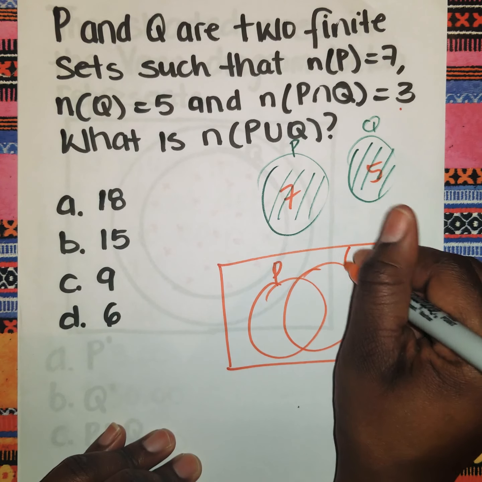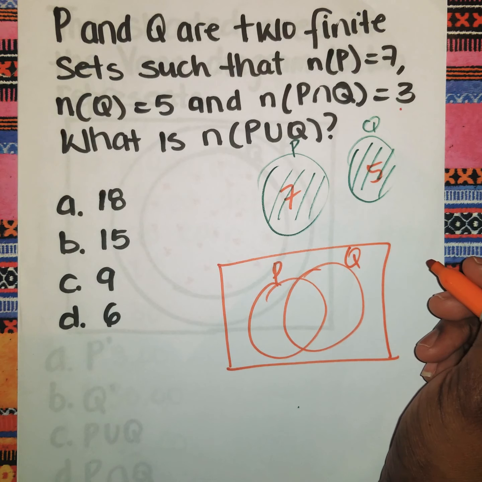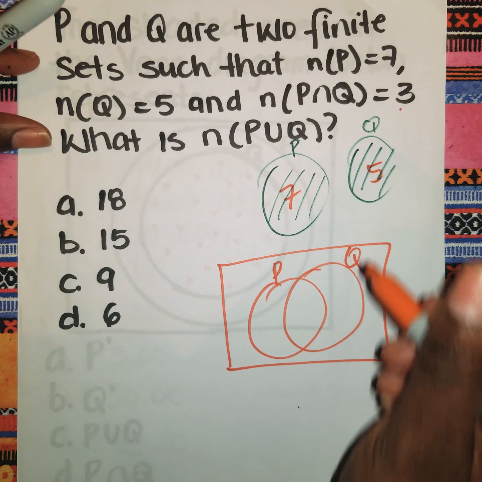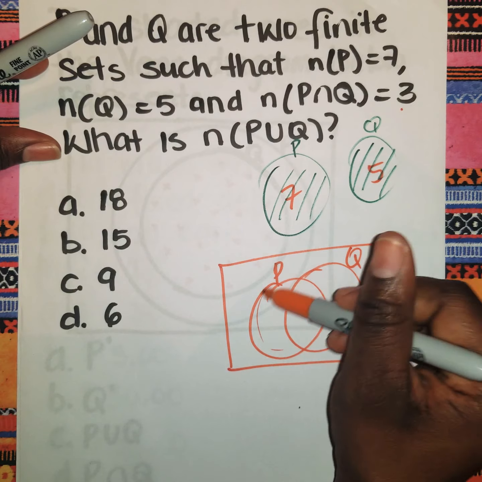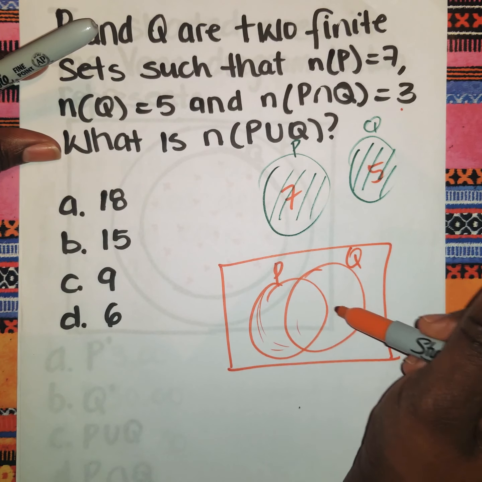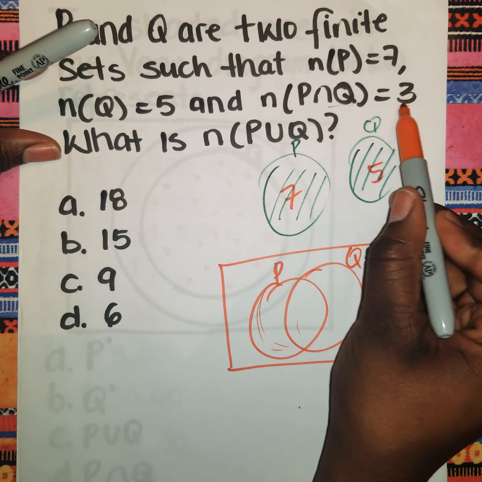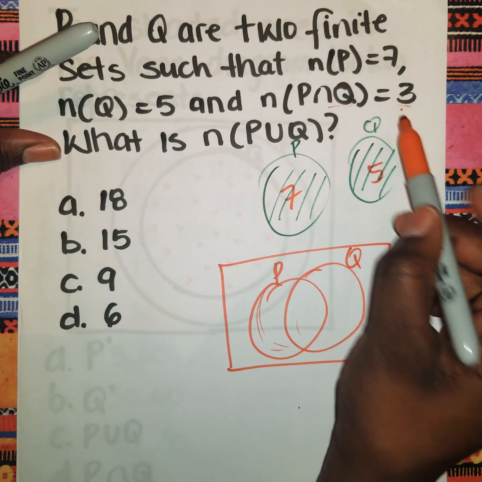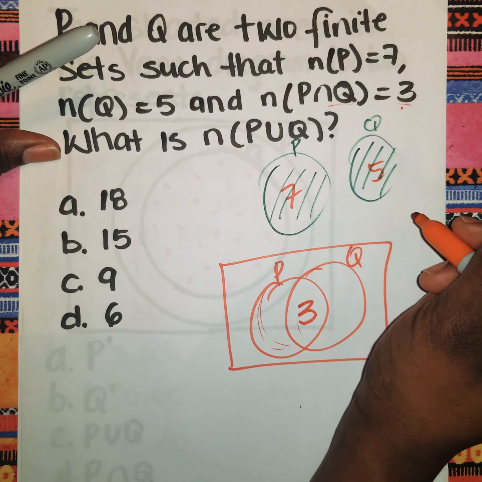Because some persons want to see visual, and I learn like that as well, so I can relate to that. Everything in P, guys, is 7. Everything in Q is 5. But the combination, or the intersection of them, they share 3 things in common. So here we will have 3.